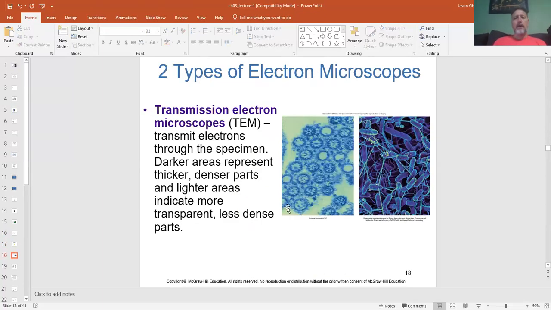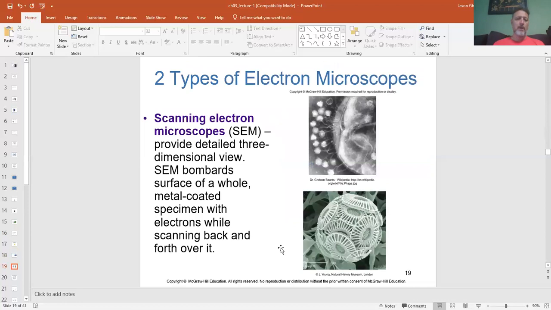Two types. The first one is a transmission electron microscope. These will pass the electrons through an object, so denser objects will appear darker. So you'll see some spots in there. But these transmission electron microscopes give you a two-dimensional picture of what you're looking at, but you can still see great structure in them.